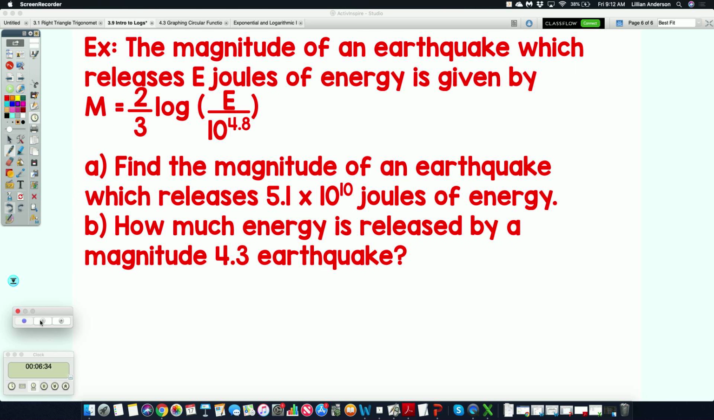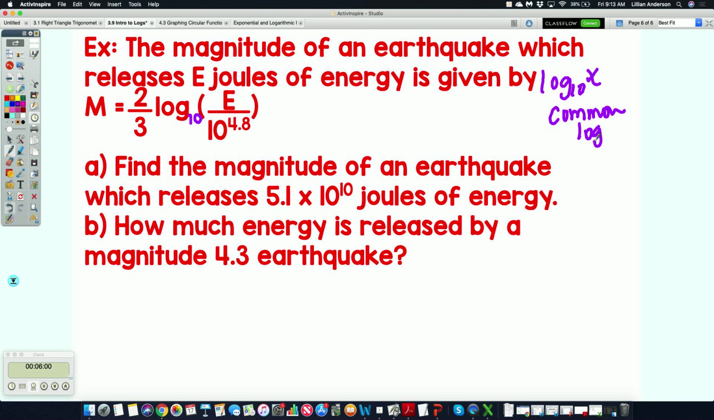In this example, the magnitude of an earthquake which releases E joules of energy is given by an equation. If you notice, this particular logarithm equation doesn't have a base. Logs usually have a base, like log base 2 of whatever, or log base 4. In this case, whenever there's no base written, there is a 10 there. This is called a common logarithm when you have a log with a base of 10. This is the same type of log that's the actual button on your calculator, so when you press the log button, you're pressing log base 10. It's asked us to find the magnitude of an earthquake which releases 5.1 times 10 to the 10th power joules of energy. In other words, we're looking for what part of our equation?